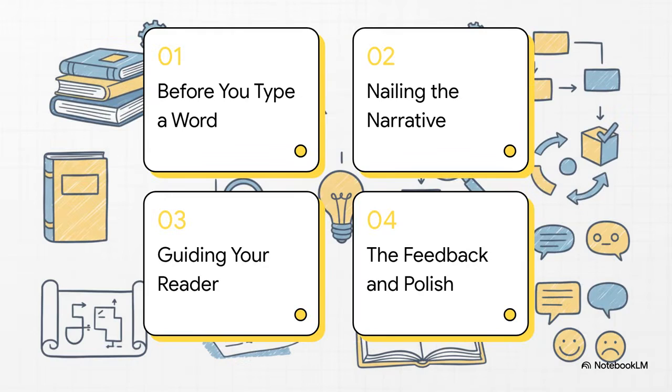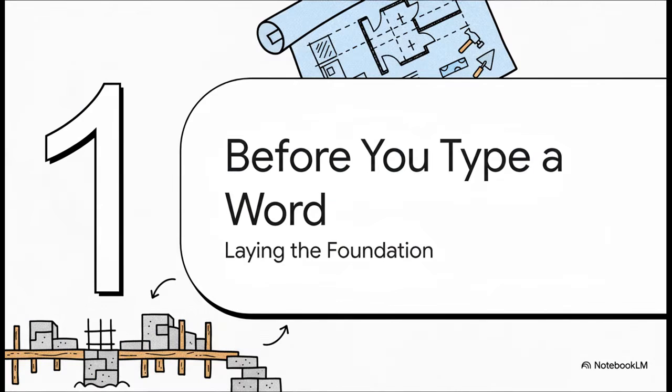So here's our game plan. First, we'll talk about everything you need to do before you type a single word. Then, we're going to get into nailing the narrative. After that, we'll cover how to be guiding your reader through the whole thing. And finally, we'll wrap up with the feedback and polish. Let's get to it.